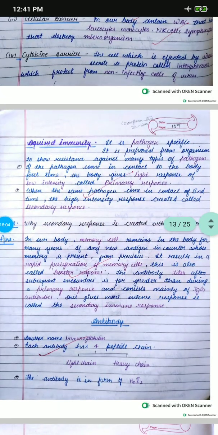But when we go for the acquired, it is pathogen specific, prepared by the organism to show resistance against many types of pathogen. If a pathogen comes in contact with our body for the first time, then at that time the first response is a light response, a low intensity primary response. And again when our body comes into contact with the same pathogen, our body creates a high intensity response, and this is called the secondary response. So this is the acquired immunity.